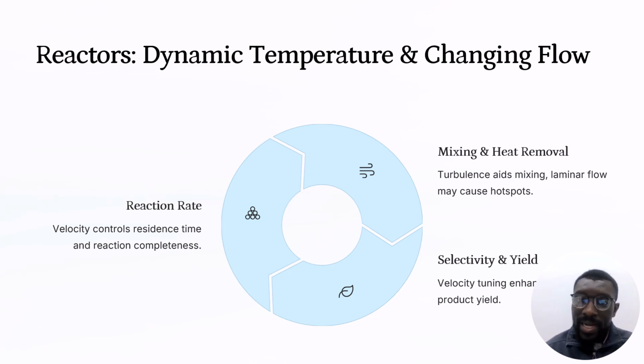And the other aspect is mixing and heat removal. We usually observe that turbulence aids mixing, and laminar flow might cause hot spots. So that's why we are also concerned about mixing and removal of heat, and the selectivity and yields. Tuning the velocity enhances the product yield. So that's why it is crucial as well.